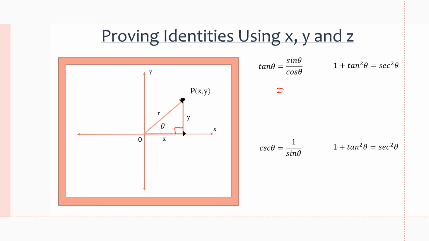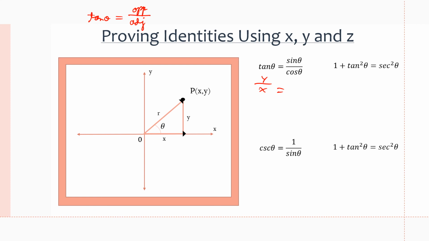What is tan theta? Well, if we remember, tan theta is going to equal side opposite to theta over side adjacent to theta. What's our side opposite to theta? It's going to be y. And what's our side adjacent to theta? It's going to be x. Right? So we can substitute y over x for tan theta.